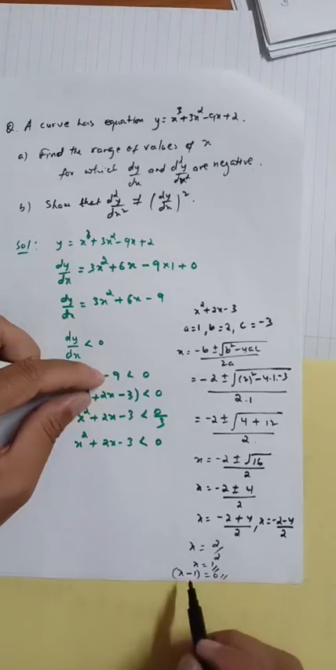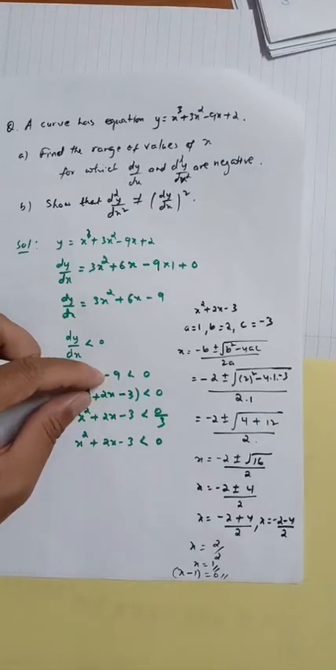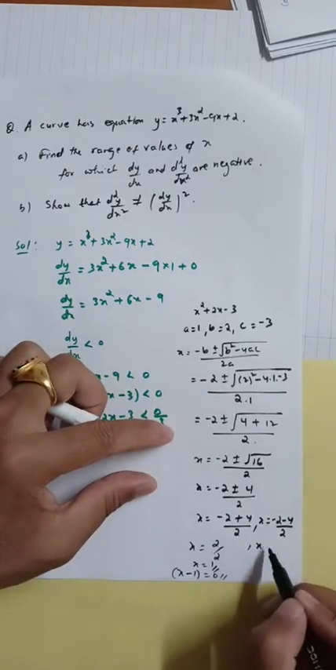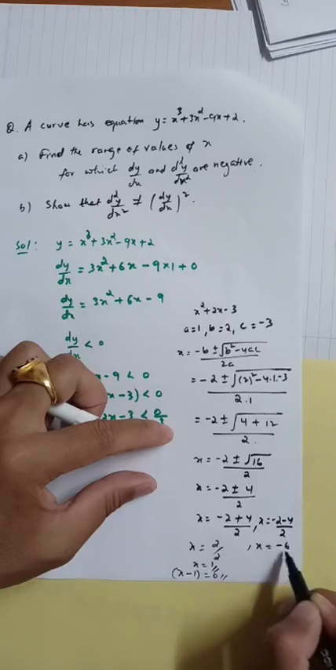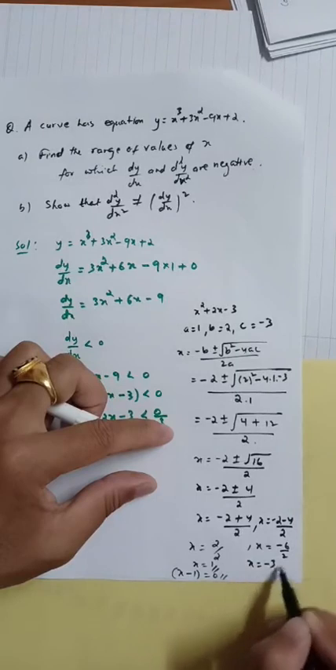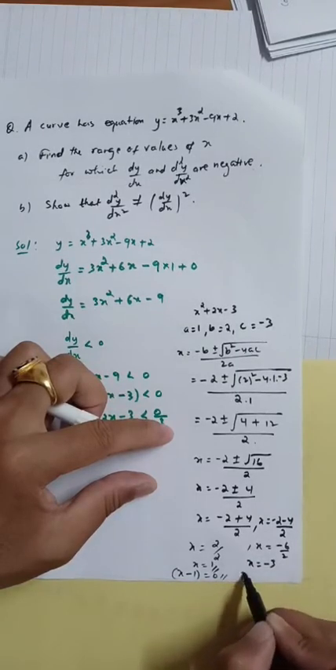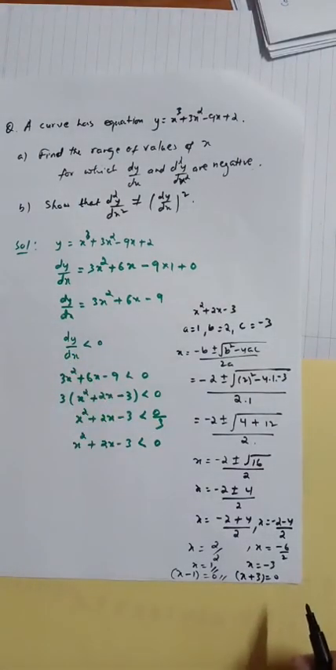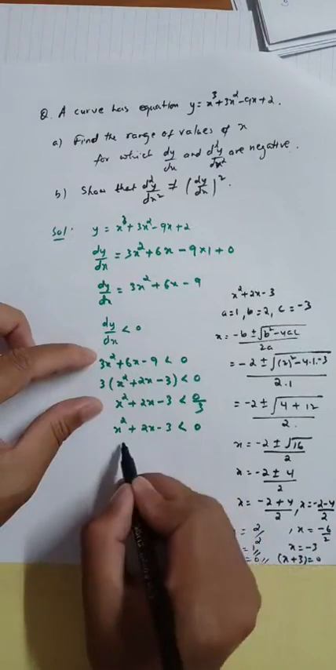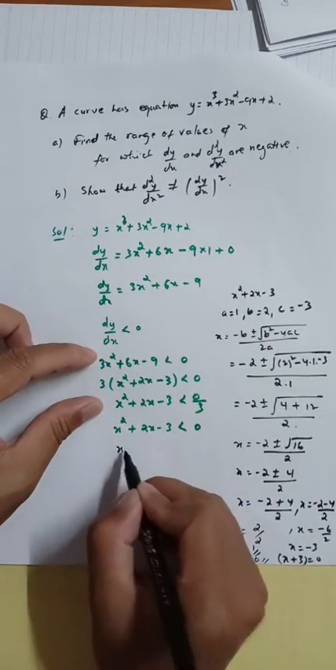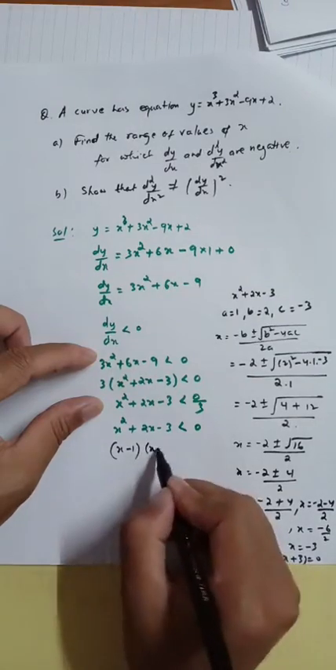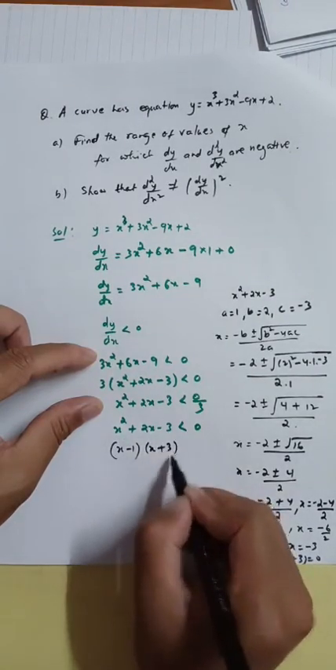So you'll get your first factor as x minus 1. For the next root, negative 2 minus 4 will give you negative 6, divided by 2. x is equal to negative 6 divided by 2, which is negative 3. So the second factor is x plus 3 equals 0. Then we have x minus 1 multiplied by x plus 3.